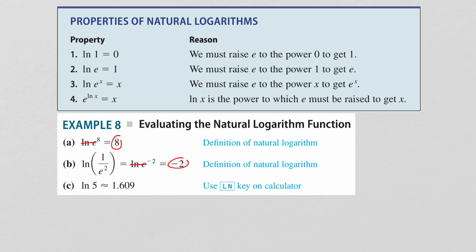And finally, if I give you something like the natural log of 5, we can't use any of these properties to figure that out. So for this, we need to find the button on the calculator that says LN, which stands for natural log. Now, I won't show you that here because every calculator is different. But on most calculators, you will hit this button first, and then you'll type the number 5, and then hit equals.